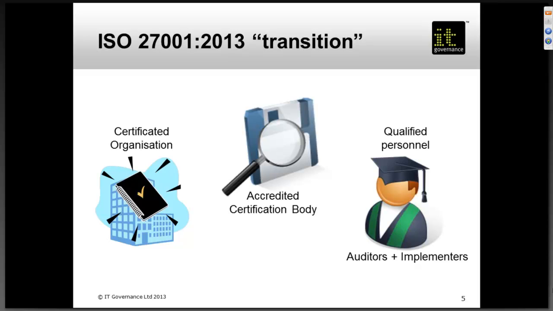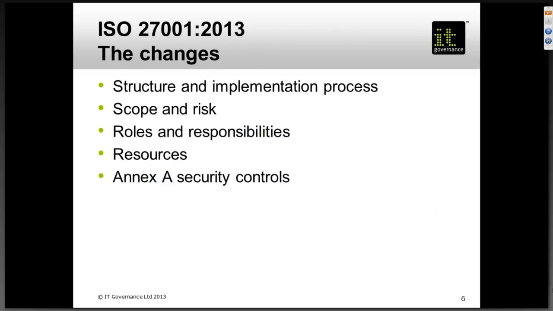As implied by the agenda, however, first off we're going to focus on the changes to the standard 27001. These fall under the following headings. Initially we're going to be looking at the structure and the implementation process that the standard has hitherto mandated, and what the changes are now as to the options for organisations adopting an information security management system. We're going to be looking at the requirements around the scope and the risk assessment, the roles and responsibilities, the resources that the standard refers to and requires, and then finally we'll look at the structure of the Annex A security controls.